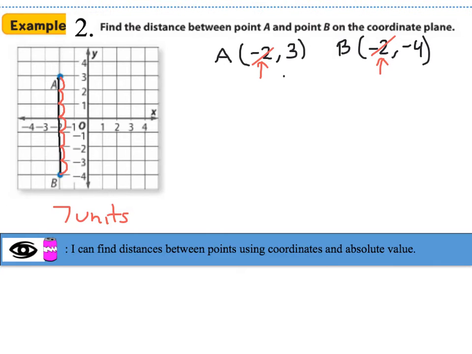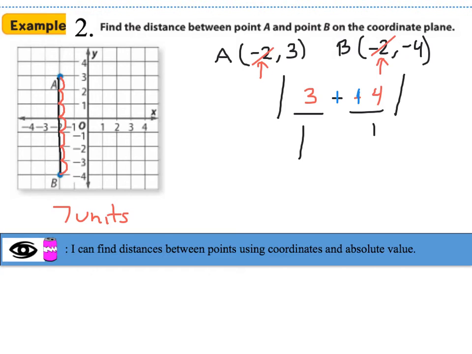So in my absolute value formula, I'm going to take the absolute value and subtract 2 numbers. The 2 numbers I'm going to subtract would be 3 minus -4. So here's a little trick. Anytime you have 2 negatives next to each other, the 2 negatives are going to fight, and they're going to become positive.